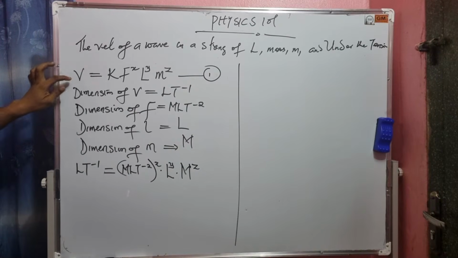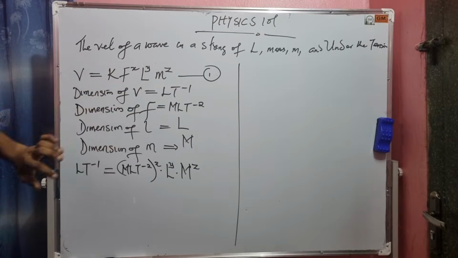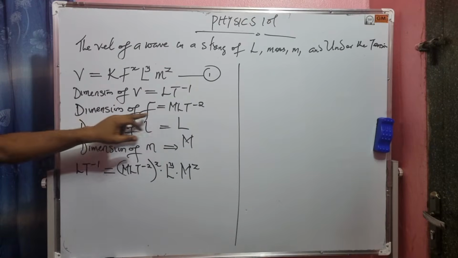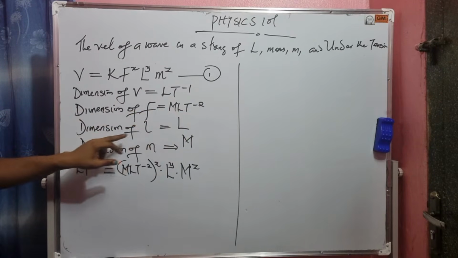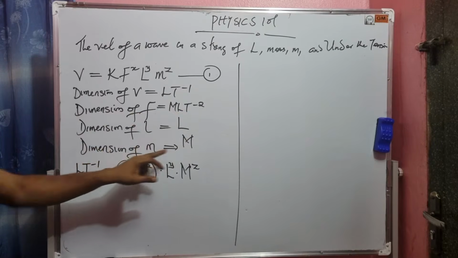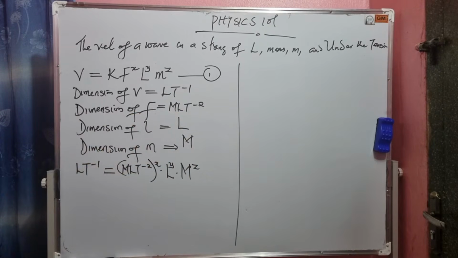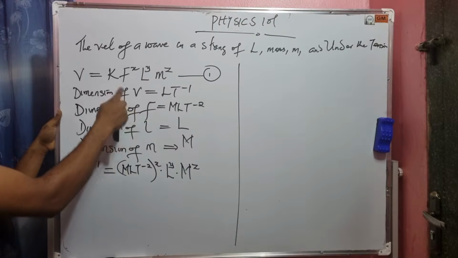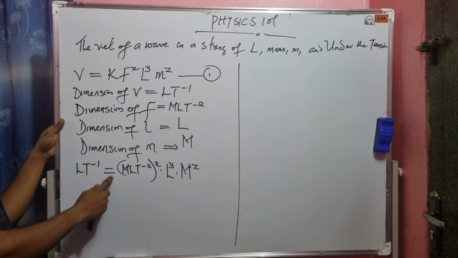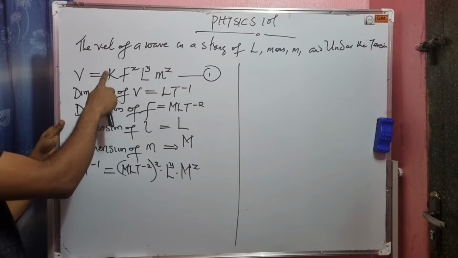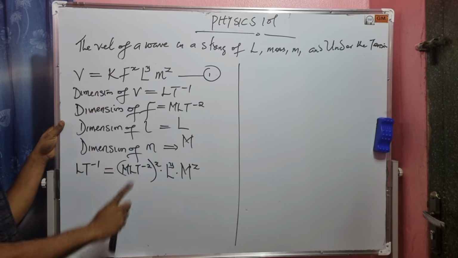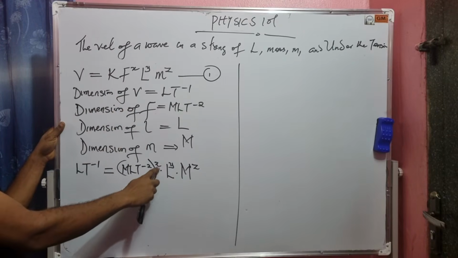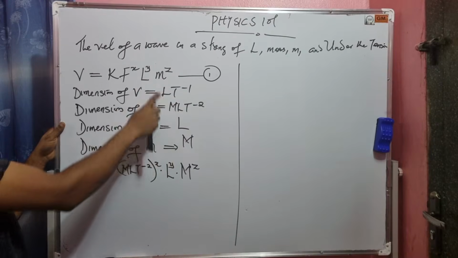We have gotten the dimension of each of these quantities mentioned. The dimension for velocity is LT^-1. For force it is MLT^-2. For length it is capital L. For mass it is capital M. Now the next step is to impute their dimensions. The speed LT^-1 equals the dimension for K. K is a constant here, which is 1. Every constant must have a dimension of 1. So here, force is simply this to the power of X, length is this, and mass is this.